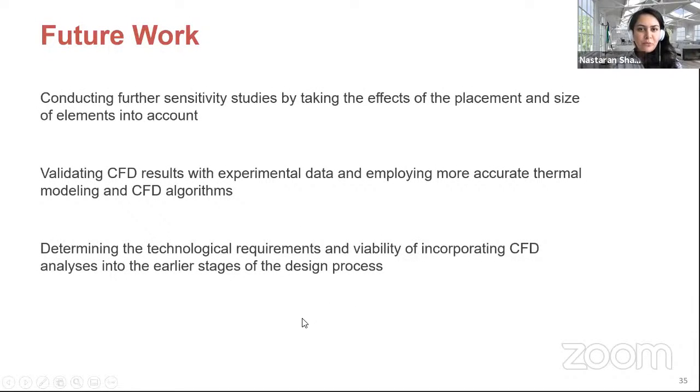Okay, what I want to mention is that this study was only the first step of a series of studies, and this work only offers limited aspects of thermal comfort analysis. Whereas the study showed the large discrepancies in temperature, a more comprehensive model might instead predict large discrepancies in energy consumption as the system strives to meet a specific set point. And for future studies, conducting further sensitivity analysis, validating CFD results with experimental data, and assessing the technological requirement and viability of incorporating CFD analysis into earlier stages of the design process could be explored. And there are currently good studies and research exploring these aspects.